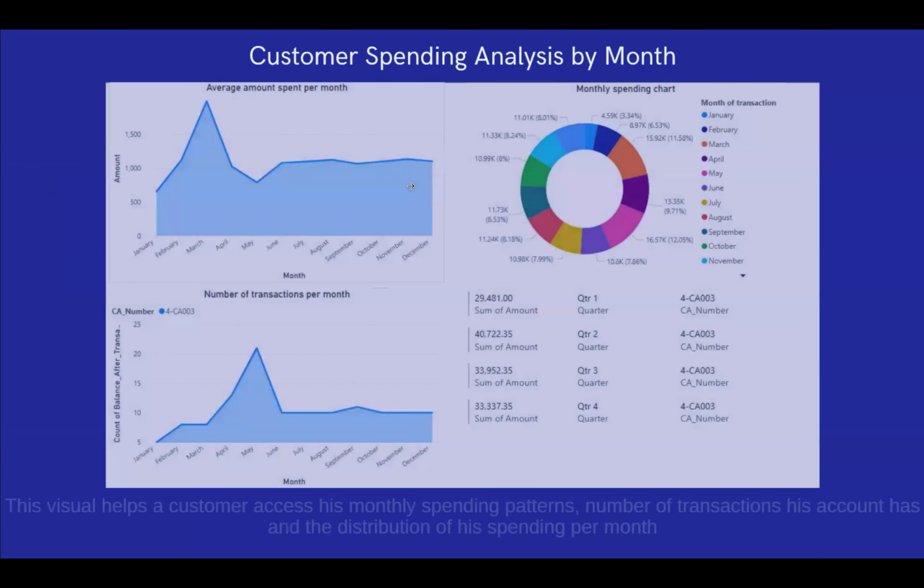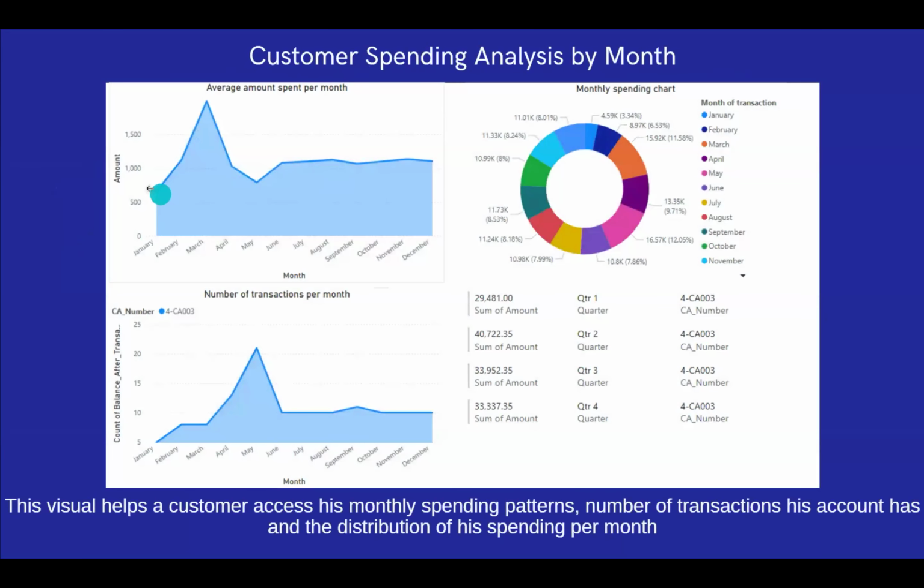The next slide provides an overview of customers' monthly spending patterns, number of transactions, and distribution of spending across different months. The top left graph illustrates the average amount spent per month, highlighting key trends which would help a customer plan his expenses so that he is financially fit.